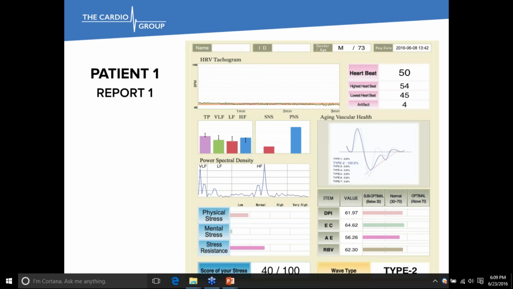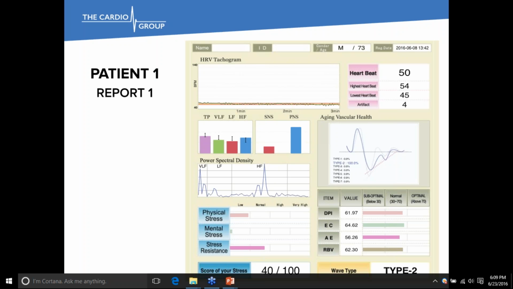We would like for this person to have more total power, and so that would be a focus of intervention. And then this translates down into us looking at their stress score. Physical stress here is low for this individual. Their stress resistance is high, or not high, but normal, higher, and their mental stress is low. So it gives them an aggregate stress score of 40.